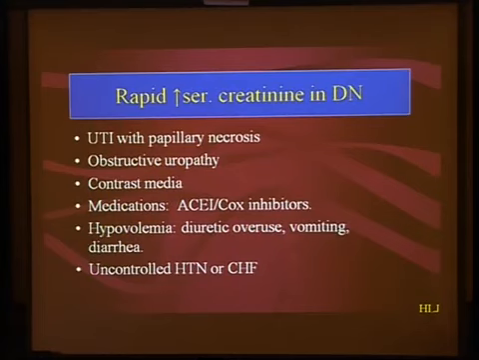The rise of serum creatinine is very gradual in diabetic patients, with a loss of creatinine clearance of about 1 ml per minute per month. If you find a rapid increase in serum creatinine, you must search for other causes. Could be urinary tract infection with papillary necrosis, obstructive uropathy, exposure to contrast media, medication like an ACE inhibitor or a COX inhibitor, hypovolemia due to diuretic overuse or any other cause, uncontrolled hypertension or congestive heart failure. So if you find a rapid increase in serum creatinine in diabetic nephropathy, you must search for another cause other than diabetic nephropathy.